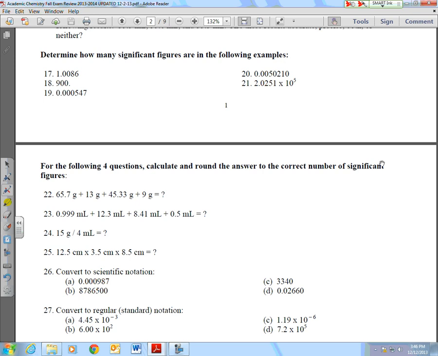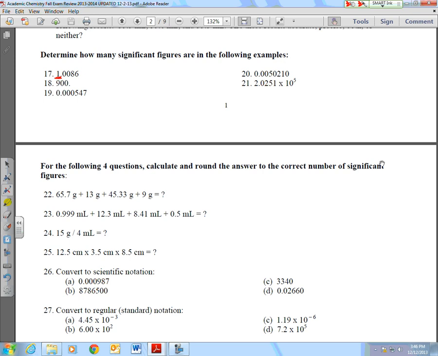My method for Sig Figs is you first underline the first non-zero digit, meaning digits 1, 2, 3, 4, 5, 6, 7, 8, 9. So it can't be a 0. So the first one I see is this 1. Do you agree? Okay. The next thing I'm going to look for is a decimal.